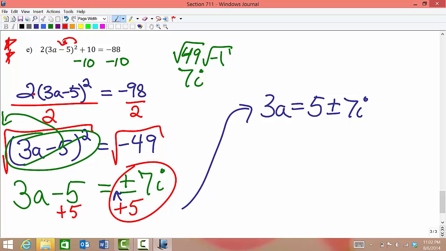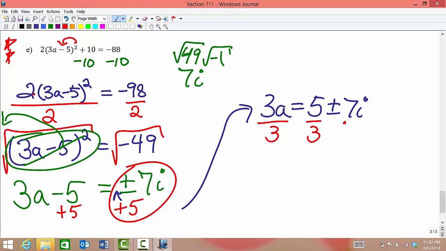So if they're not like terms, if you go to solve for the variable and you realize that we're going to add something and it's not a like term to what's on the other side, you do not actually have to do a physical separation of 2 separate equations. Now we have the 3a on one side and the 5 plus 7i on the other side. We still need to solve for a, so we will divide both sides by 3.